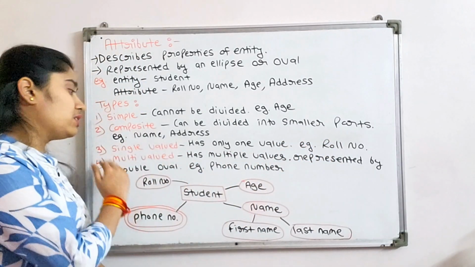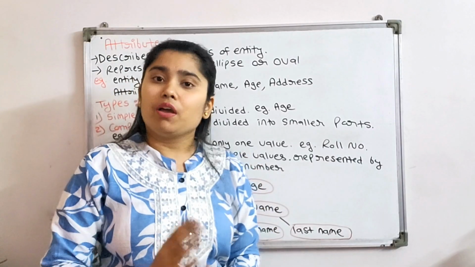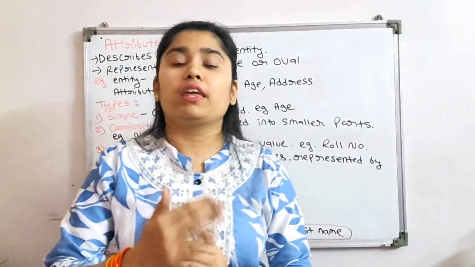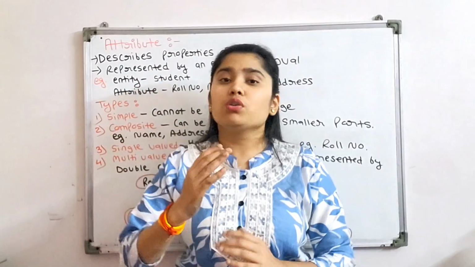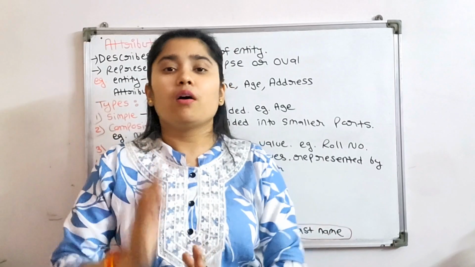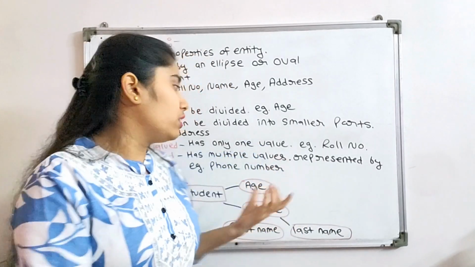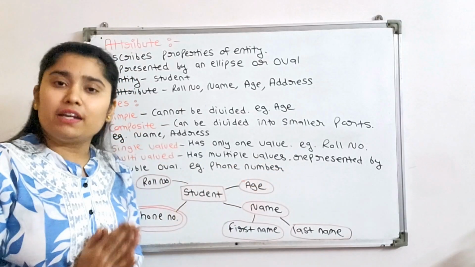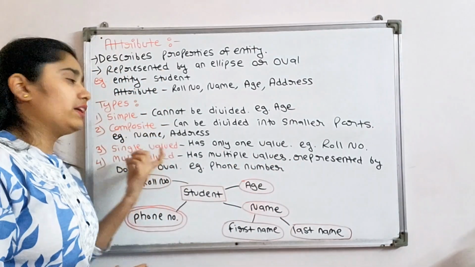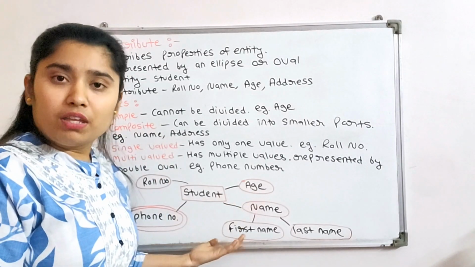Now next, fourth is the multi-valued attribute. That means it has multiple values. For example, the phone number. Any person can have 2-3 phone numbers. There is no restriction that a person has only one phone number. Any student can also have 2-3 phone numbers. So therefore phone number comes under a multi-valued attribute, and it is represented by the double oval. Now we will see it in an ER diagram.